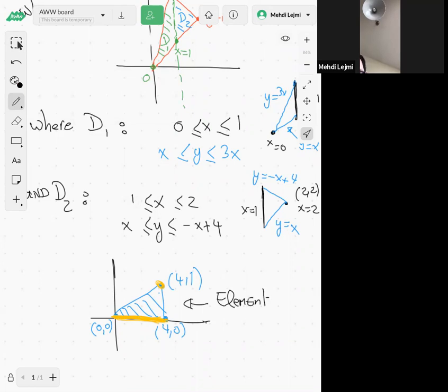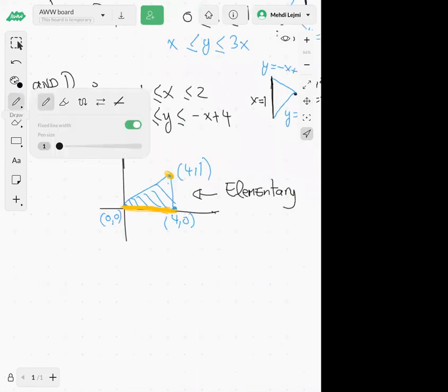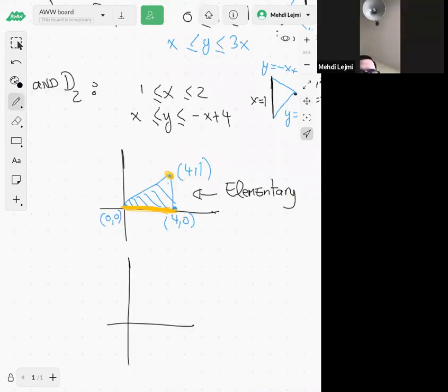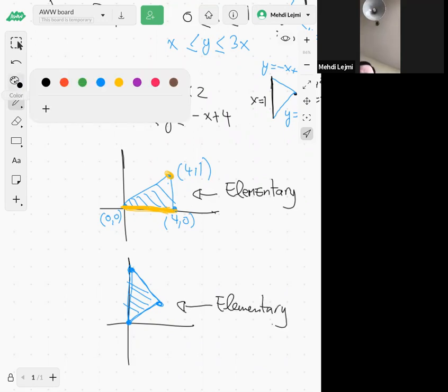Or you can have a triangle with some vertical side. So for example, let's say you have this triangle here. This is another triangle, and this is also elementary. You don't need to divide it because you are connecting this vertical line to this point. So that's an elementary region. So it depends on the triangle.